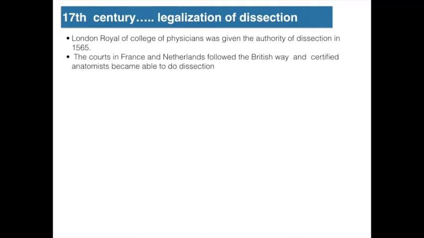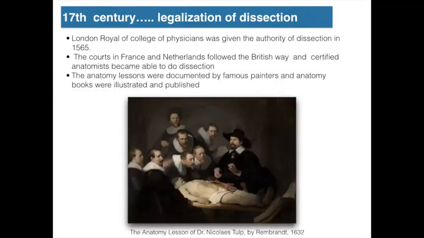That ended the 16th century and came the 17th century with legalization of dissection, when there was a lot of demand to dissect, to make a new Renaissance period and to make new science. At that time, it was nice that the Royal College of Physicians in London made its declaration to allow dissection of the human body for certified persons, not anybody. Some people are allowed to make dissection of the human body. And the courts in France and the Netherlands did the same. They allowed dissection of the human body.